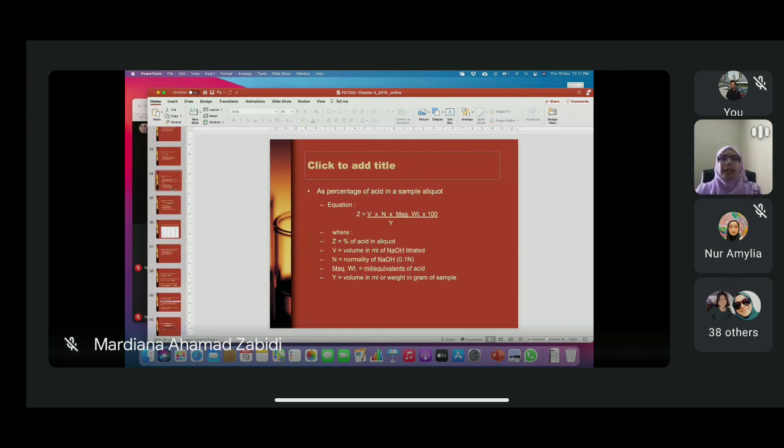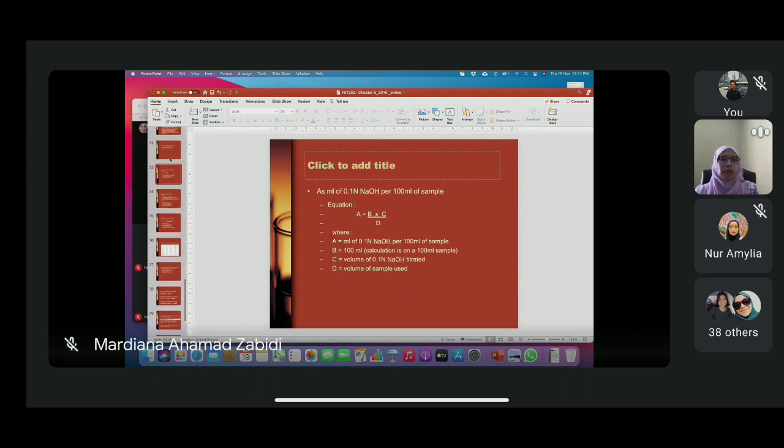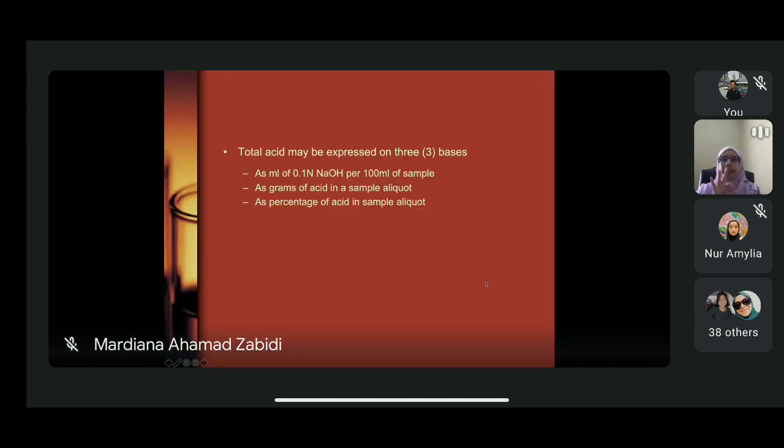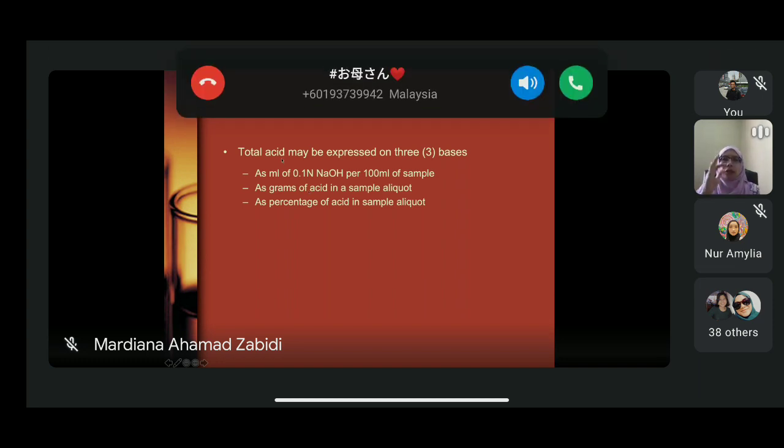Betul kan? Okay, and I have mentioned to you before for the expression of total titratable acidity, we can express in 3 bases. Maksudnya kita boleh bagi jawapan tu dalam 3 method, but of course you need to relate back to the question. Jangan macam question suruh you kira in grams of acid tapi you bagi jawapan in milliliter. That is wrong lah. If let's say later you join food industry and you want to express your total acidity, it can be any of these three, but of course you should be able to explain why you select this type of basis.